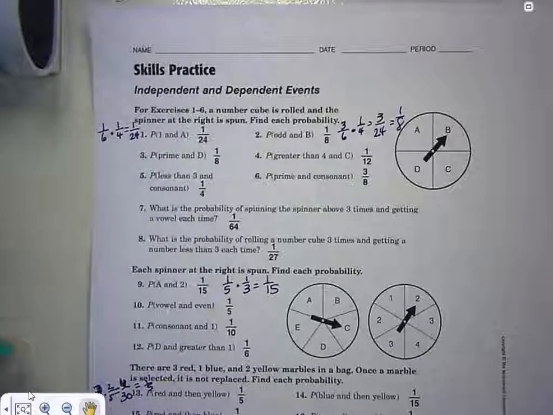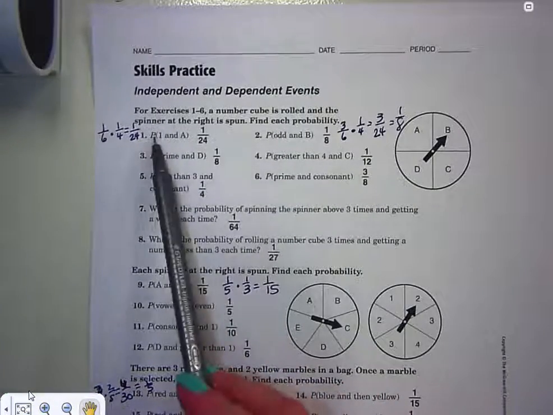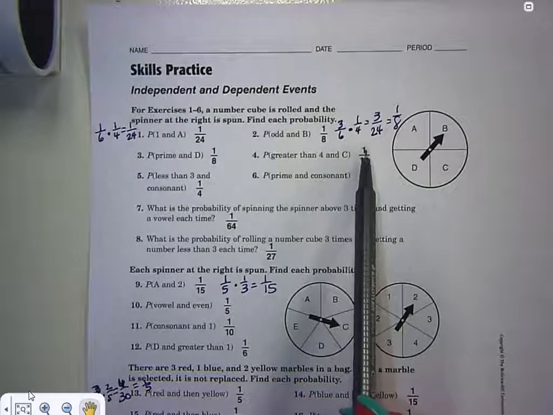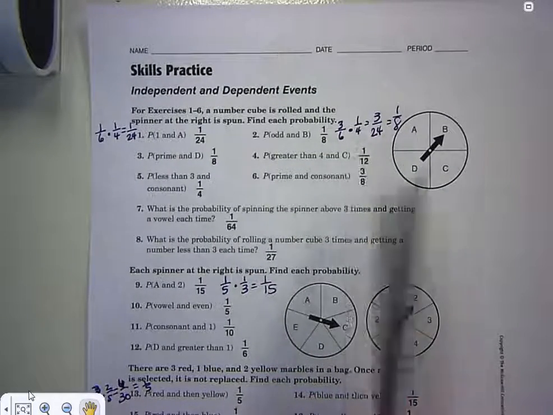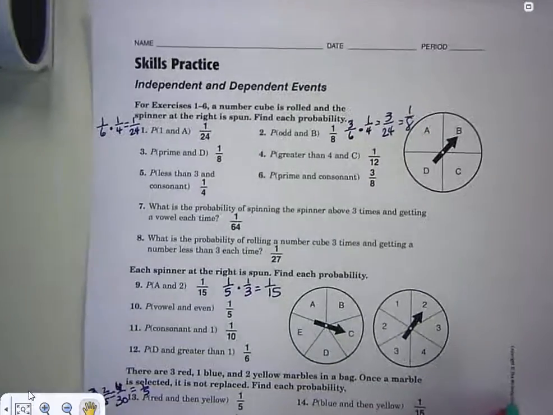All right, so let's take a look at the homework. We did these first two together. Is that correct? No. We didn't? No. Wow. Okay, let's take a look at them.